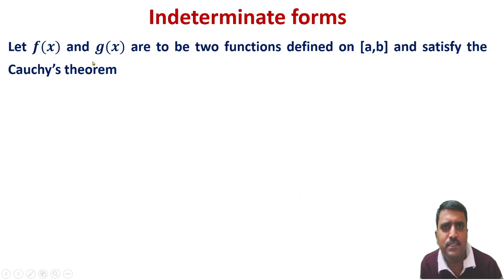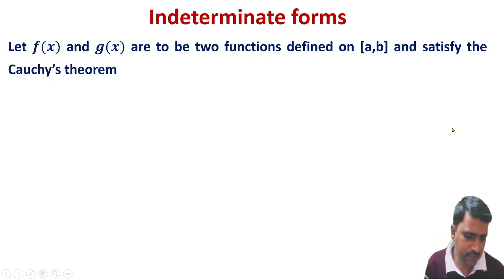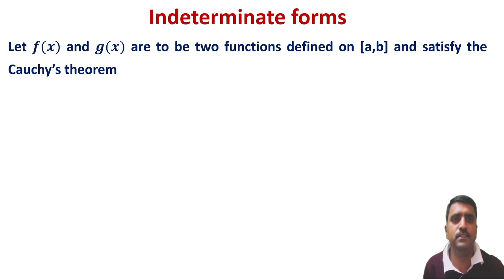Here, f of x and g of x are two functions defined over the interval ab, and they satisfy Cauchy's theorem. You know what Cauchy's theorem is. Cauchy's theorem says that when f of x and g of x are two functions that are continuous in the interval ab, differentiable in the interval ab, and g dash of x is not equal to 0 anywhere in ab.